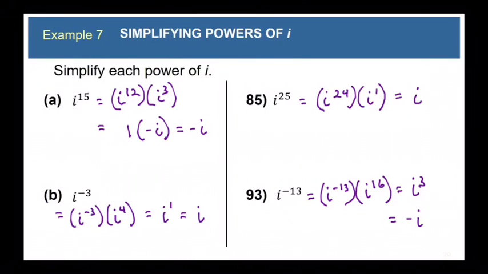Okay, now this has been a pretty long section. If you think back over all the things we've done, we have simplified radicals with negative radicands. We have added and subtracted complex numbers. We have multiplied complex numbers, and we have divided complex numbers, and now we have simplified powers of i. So there's a lot going on in this section.